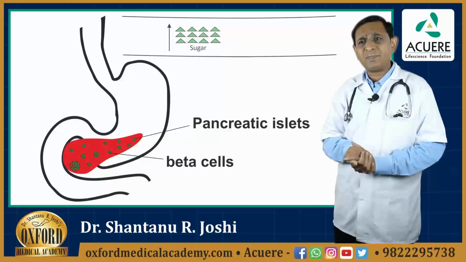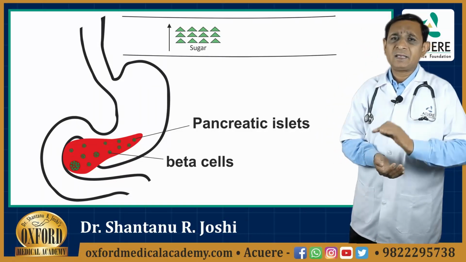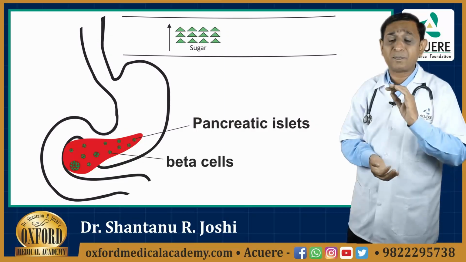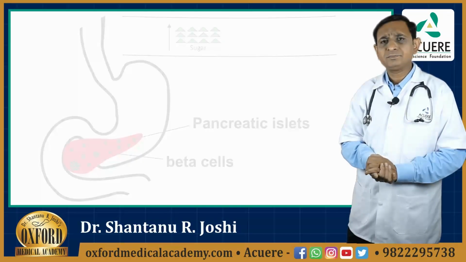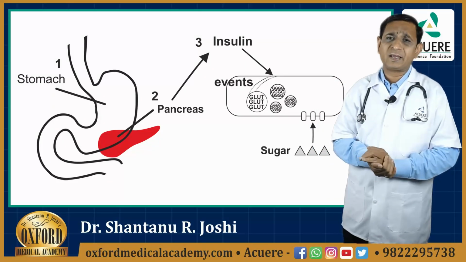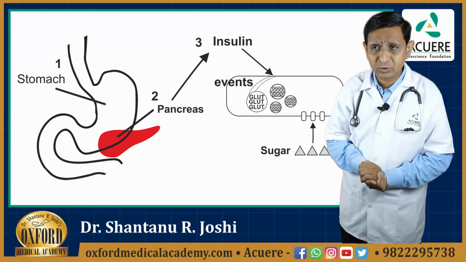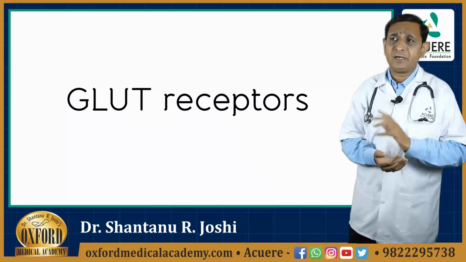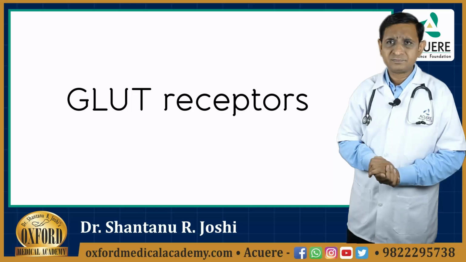When the sugar level in the blood rises, it will stimulate the beta cells of the islets of Langerhans of the pancreas to secrete insulin. This insulin is very important because entry of the sugar inside the cell depends upon it. The most common receptors used for the entry of sugar in the cell are called GLUT receptors.